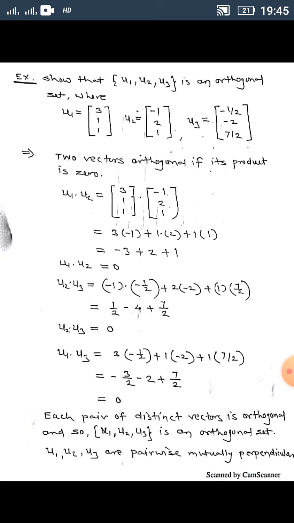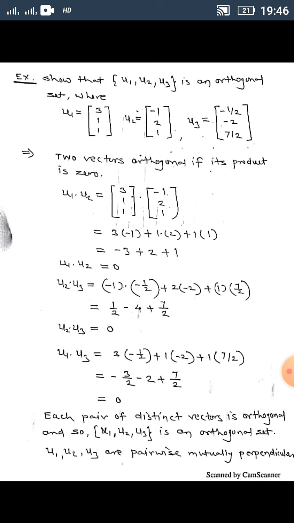Next, u1 into u3. So 3 into minus half, that is minus 3 by 2, plus 1 into minus 2, that is minus 2, plus 1 into 7 by 2, that is plus 7 by 2. So minus 3 by 2 minus 2 plus 7 by 2 will be the simplification of the multiplication. Minus 3 by 2 plus 7 by 2 is 4 by 2, 4 by 2 is 2. The plus 2 will get cancelled with minus 2, so it is equal to 0.